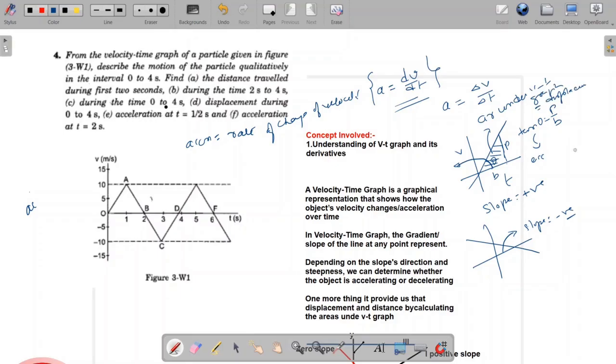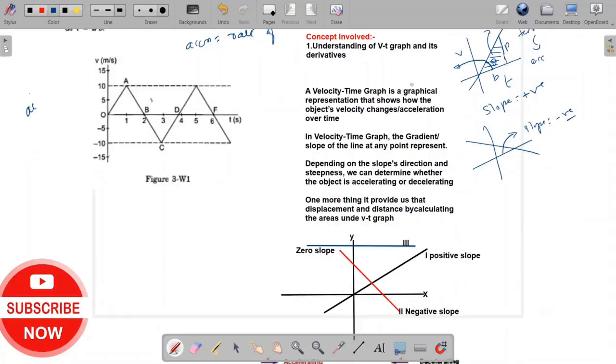Okay. So I think we are clear on the concept that is involved here. And see, I have also shown the concept of slope here. This is the positive slope, as I just told you. This is nothing but the negative slope. And in this case, this is a zero slope because there is no angle. So this is 0 degrees. So this is no slope.